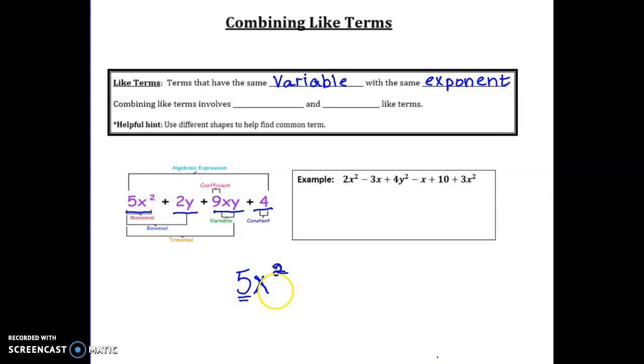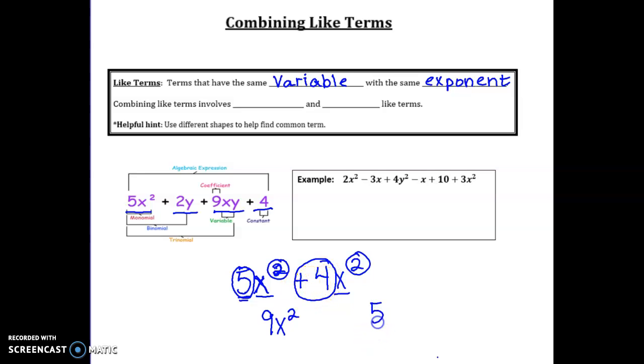So if I took 5x squared and I added 4x squared, okay, you're going to notice that we have the same variable, x, in both, and the same exponent. So when we do that, all we do is combine, we add the two coefficients. So we're going to take 5 plus 4 and we would get 9, and then we would keep the x squared the same. So when we do that, we've got to be really careful, though, to look at the sign in front of the coefficient. So in this case, it's a positive 4.